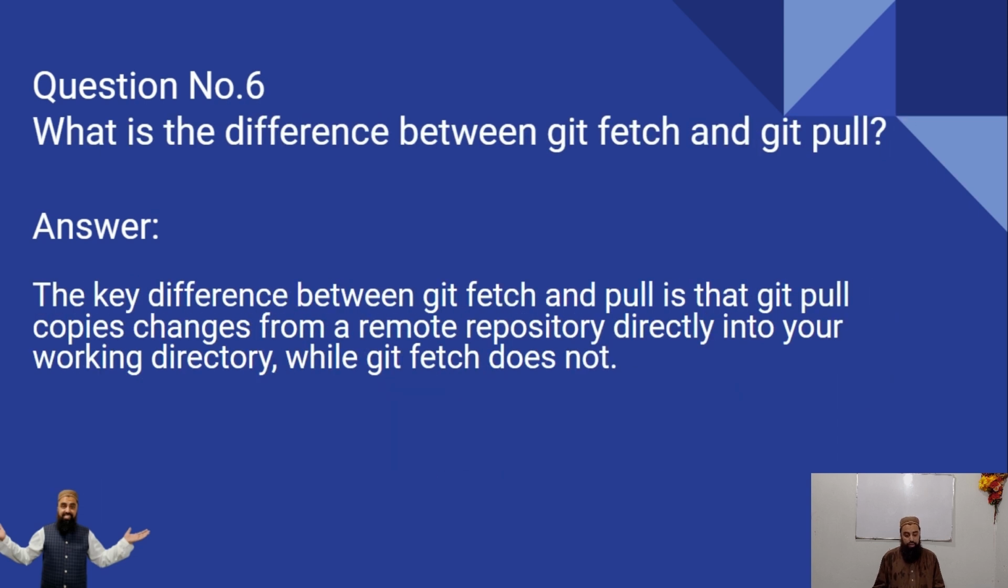Question number 6, what is the difference between git fetch and git pull? That is one of the most common interview questions of Git. And the key difference between git fetch and git pull is that git pull copies changes from a remote repository directly into your working directory, and git fetch does not copy. That is the difference, guys. Git fetch does not copy the changes to your local working directory or your local repository, whereas git pull copies the changes, and that is the key difference. One command copies, one does not. Git pull copies the changes and git fetch does not copy the changes.